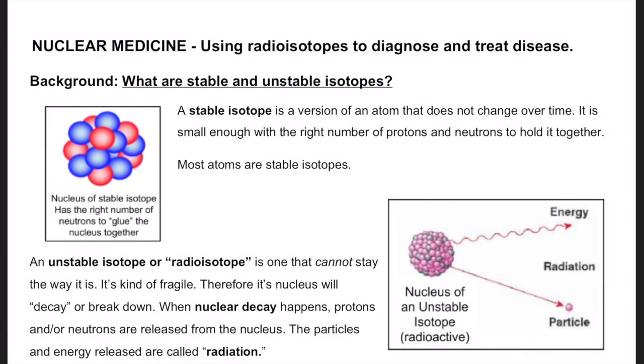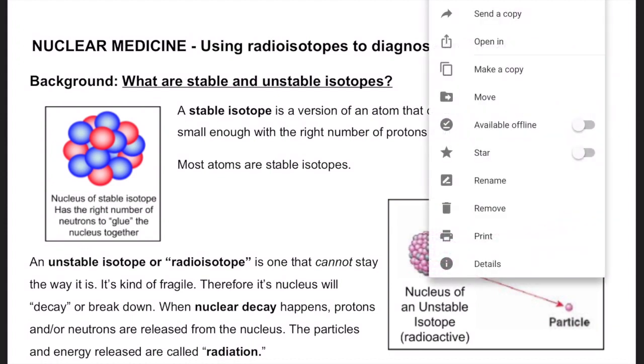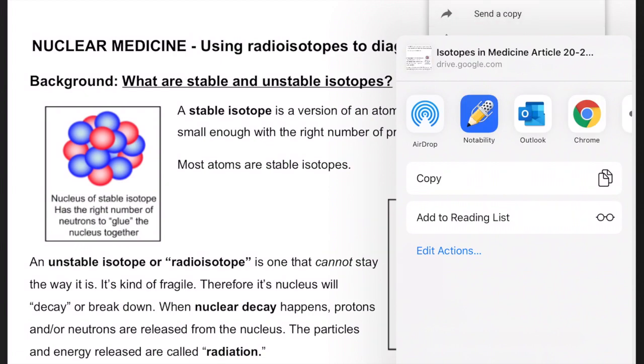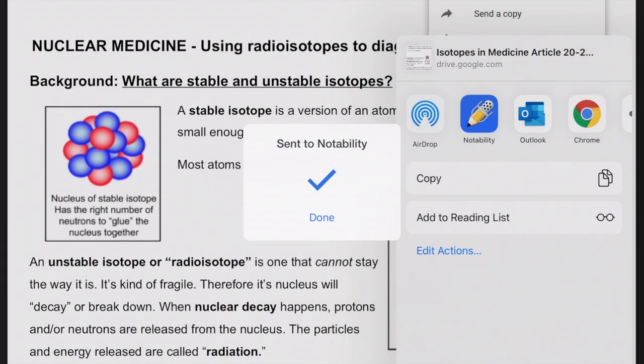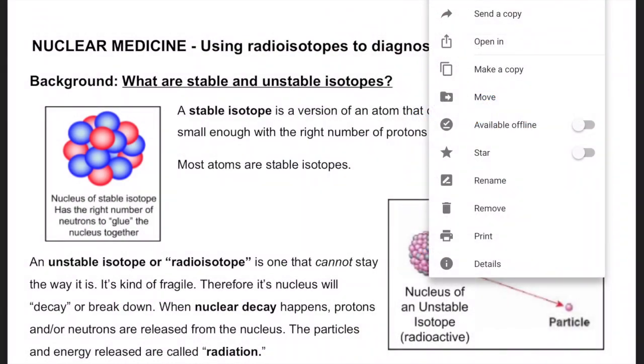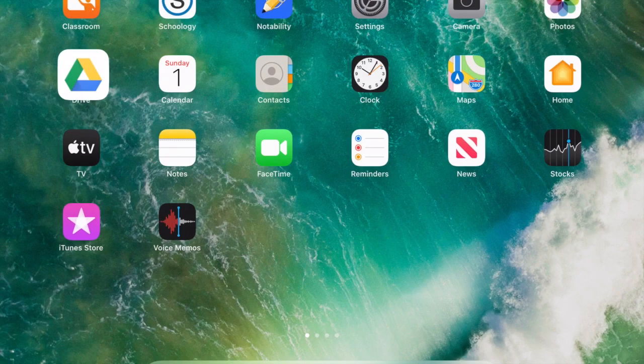And you don't need to because you're listening to me. But I also want to just mention, if you want to read it yourself, you can send this to Notability as well. So there's 3 little dots up in the corner, and I'm going to send a copy back to Notability. And the reason I'm doing that is then I can highlight on it and add notes and things.